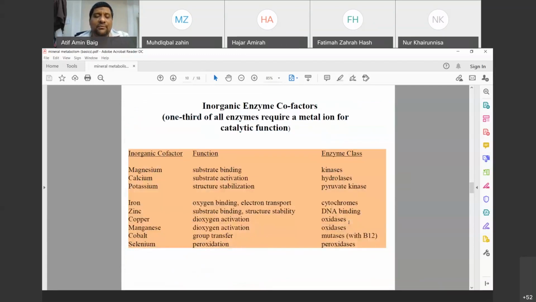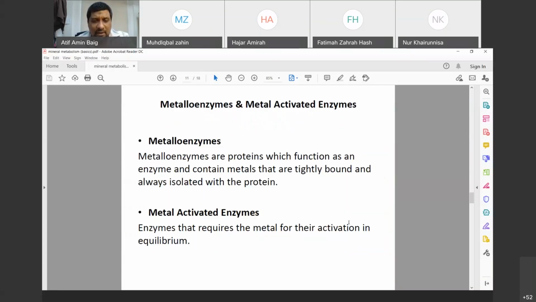Then after that, we discussed that the minerals which are needed at more than 100 milligrams per day are called the macro elements, and the ones which are needed at less than 100 milligrams per day are called the trace elements, or the other name of trace elements is micro elements.